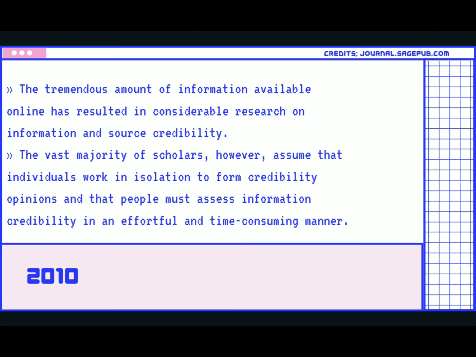2010. The tremendous amount of information available online has resulted in considerable research and information sources. The vast majority of scholars, however, assume that individuals work in isolation to form credibility opinions, that people must access information in an often effortful and time-consuming manner.